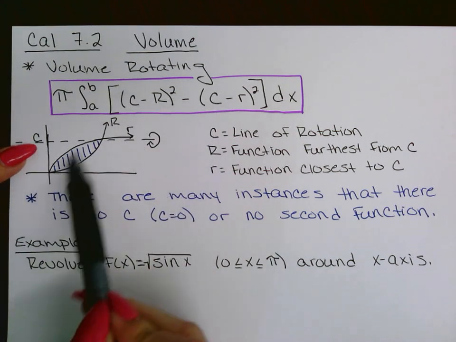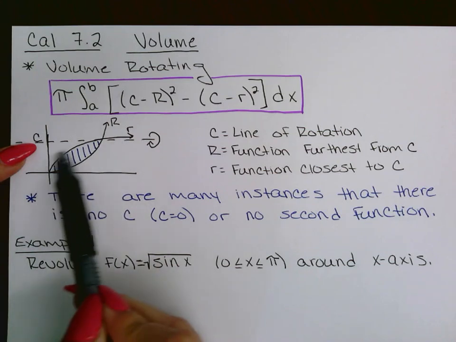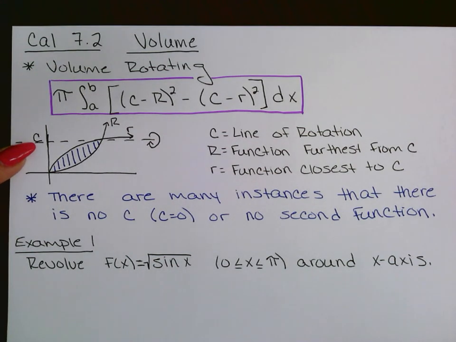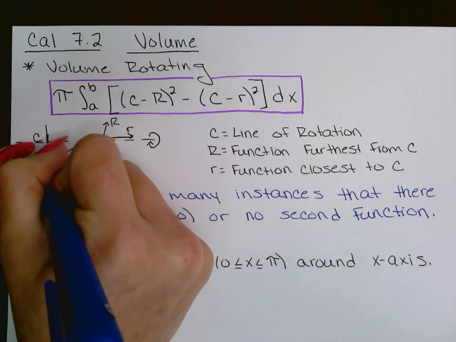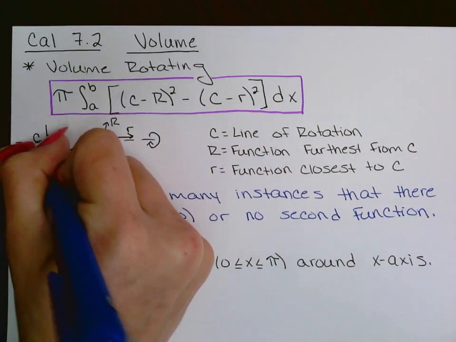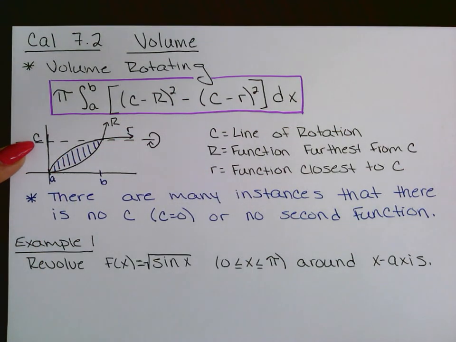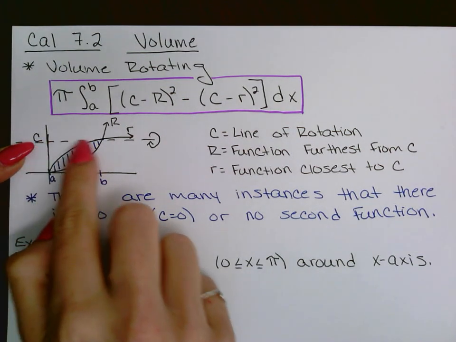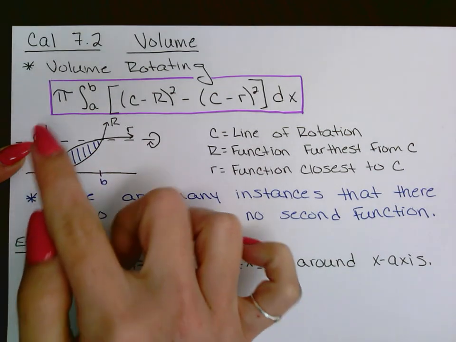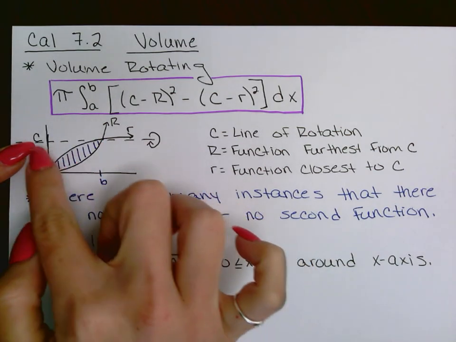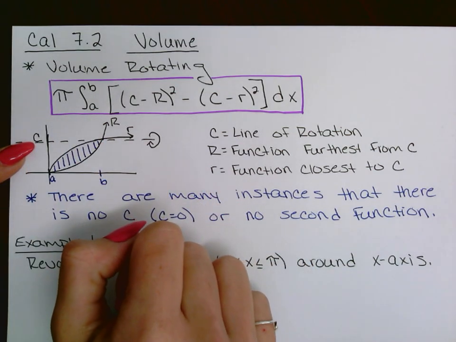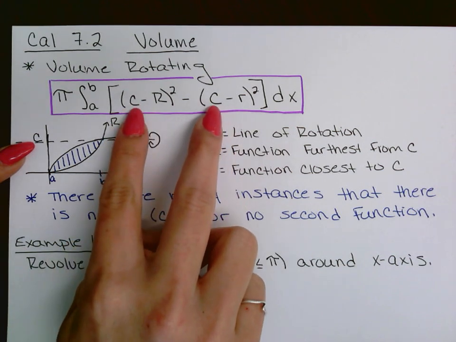Looking at my image, these two functions are going to create an enclosed space, okay? That enclosed space will intersect at 2 points, right here at A, and right here B, okay? So just like an area, we're going to have to set them equal to each other to solve for that A and B. Now, C is where I want you to rotate these two functions around. C will always be a number, okay? And that will go in this spot.